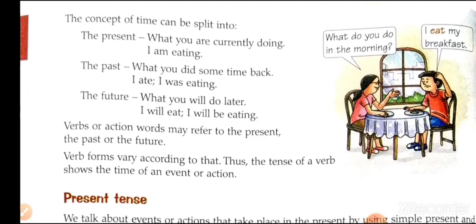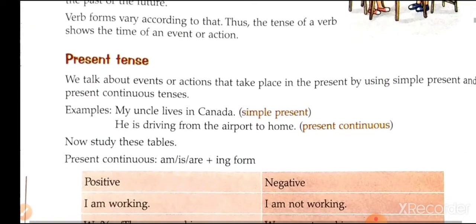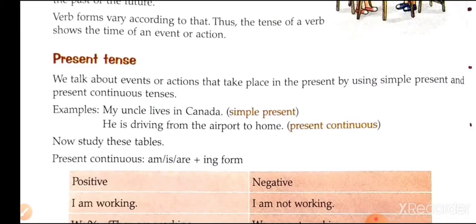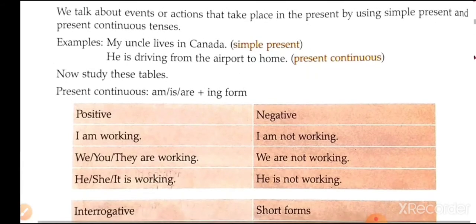What do you do in the morning? I eat my breakfast. Present tense. We talk about events or actions that take place in the present by using simple present and present continuous tenses. Examples: my uncle lives in Canada. Simple present. He is driving from the airport to home. Present continuous.